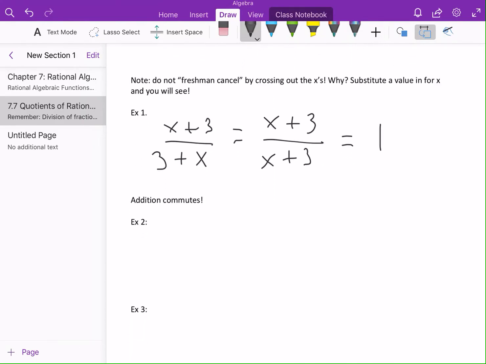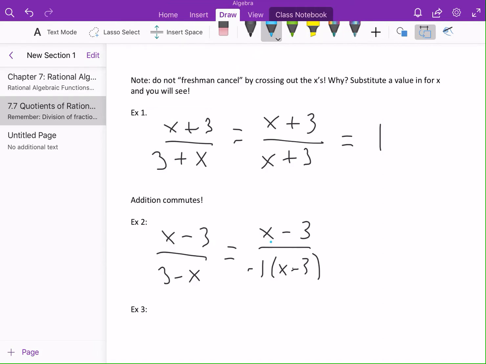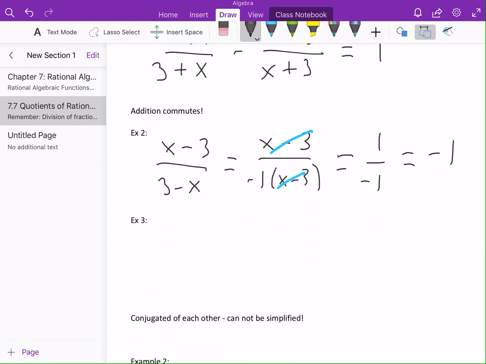The next rule is if you see x minus 3 all over 3 minus x, that can be rewritten as x minus 3 all over negative 1 times x minus 3. And then we can simplify those values. We have the same value in the numerator and the denominator, and that becomes 1 over negative 1, which simplifies to negative 1. Another rule that you need to be familiar with is something called a conjugate.